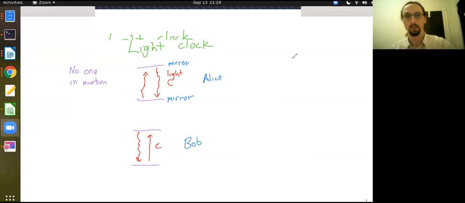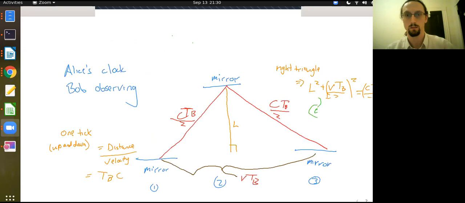Here we've got the light clock. I've got little pictures, our friends Alice and Bob, and one mirror here, another mirror there. We've got this beam of light going back and forth. In this particular picture, nobody is in motion. Now let's have Alice go into motion. She is moving at some velocity less than the speed of light relative to Bob.